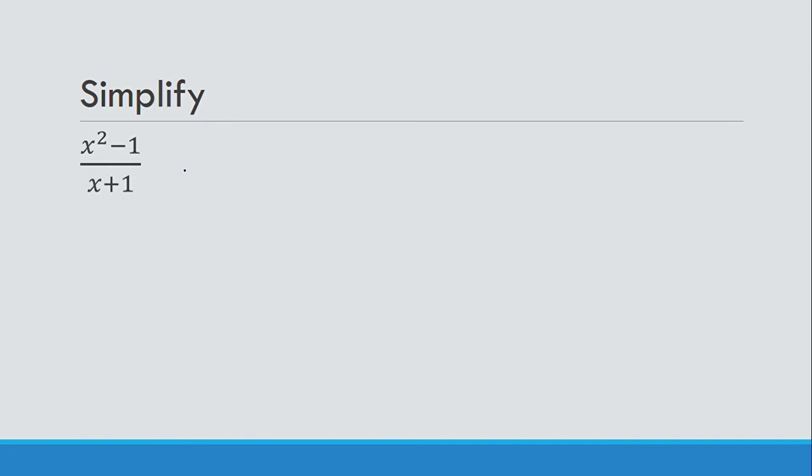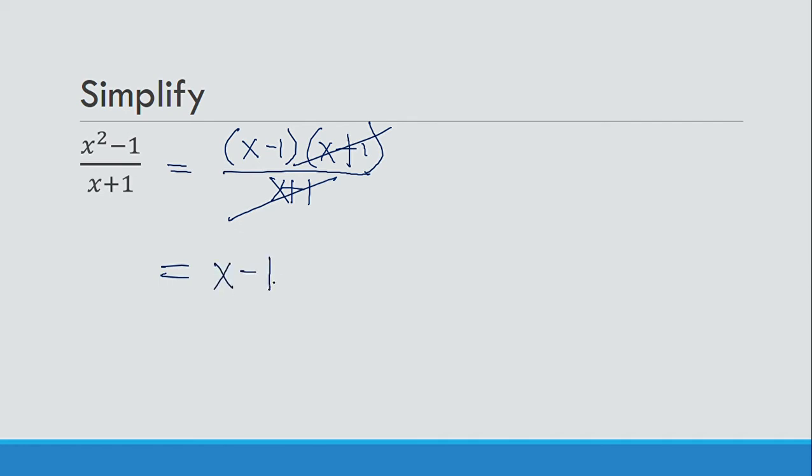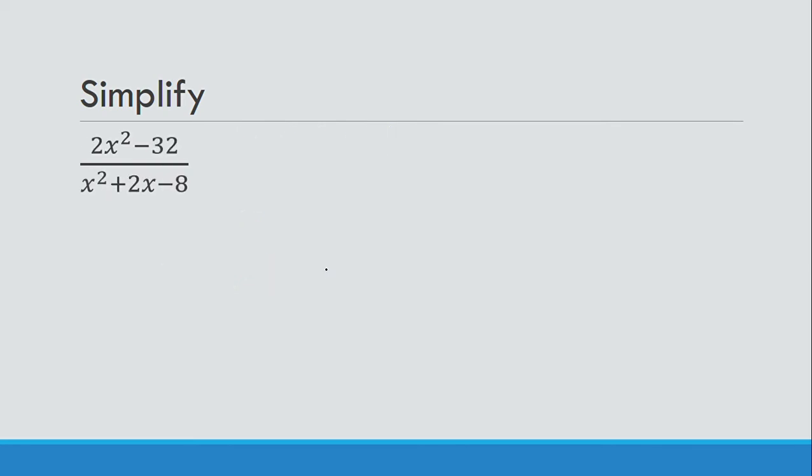Okay? Now, factoring this out, this is now x minus 1 and x plus 1. And then at the bottom part, we have x plus 1. So we simply cancel out the common factor, the x plus 1 and the x plus 1. So what is left is only our x minus 1. So there you go with the simplified version of your rational algebraic expression.